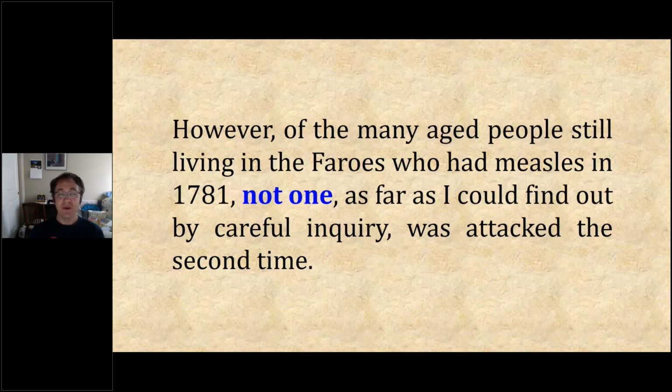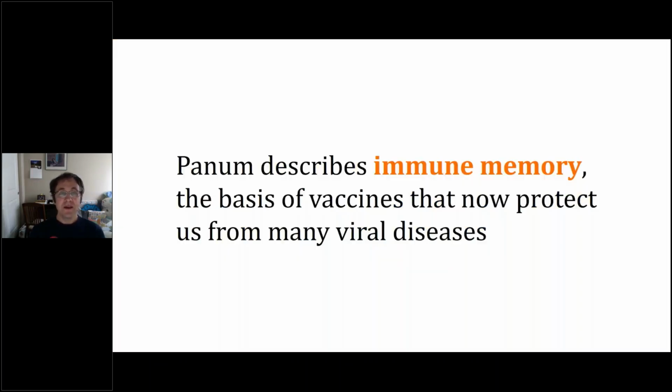Of the many aged people living on the Faroes who had had measles in the previous outbreak in 1781, not one, as far as he could find out by careful inquiry, was attacked the second time. So this is one of the first really clear epidemiological descriptions of what we now all know is immune memory. Often when we're infected with a disease once, we then have lifelong immunity that will protect us against it in the future. And this, of course, is the basis of the vaccines that now protect us from many of the viral diseases that were once really problematic for humanity.